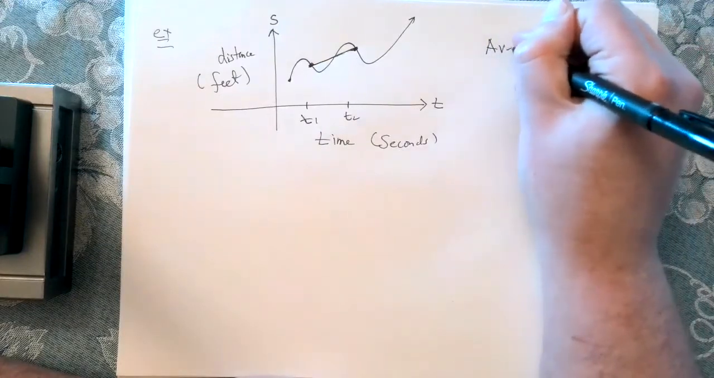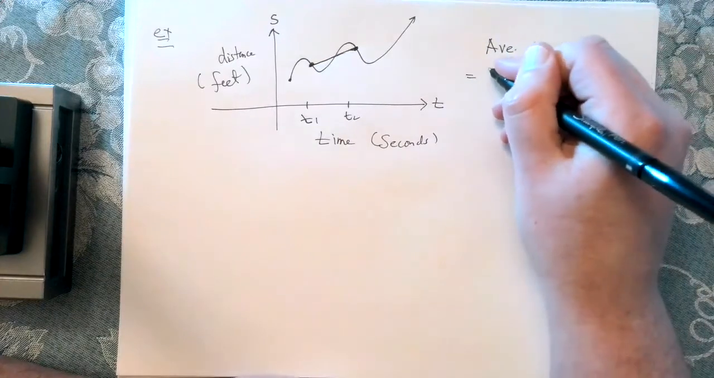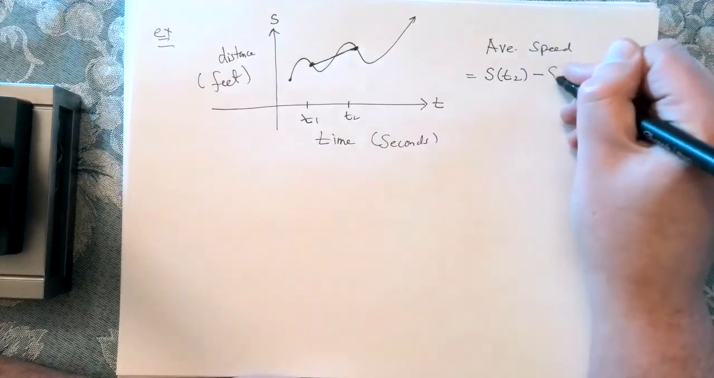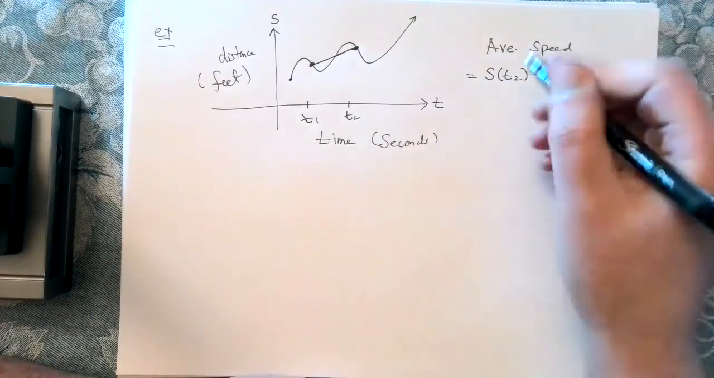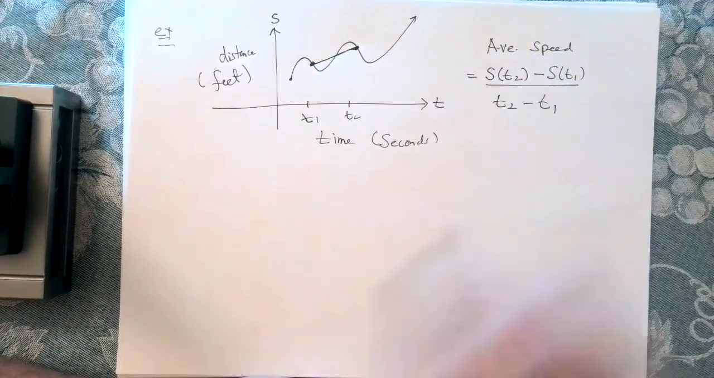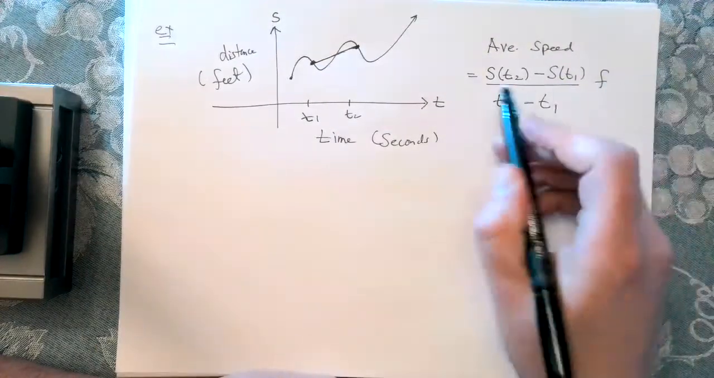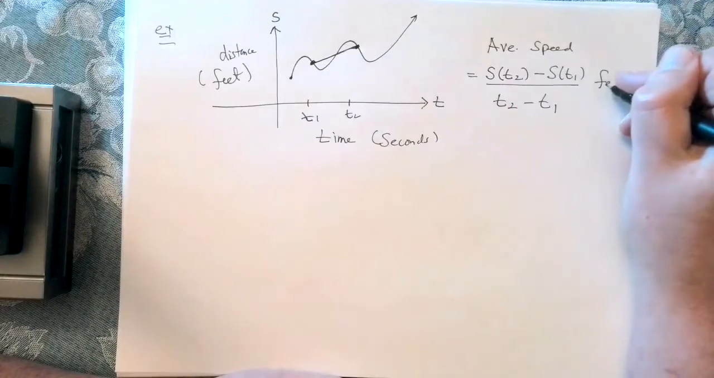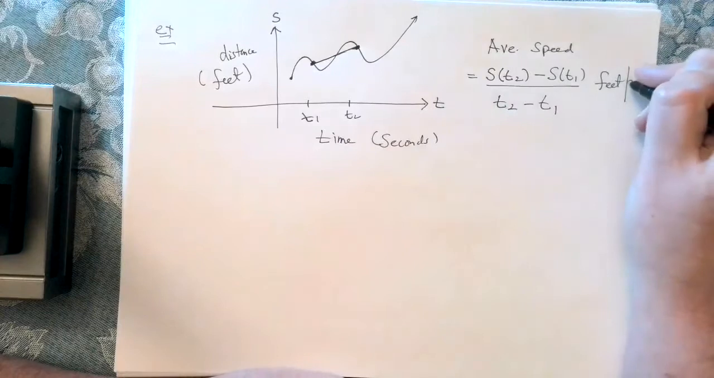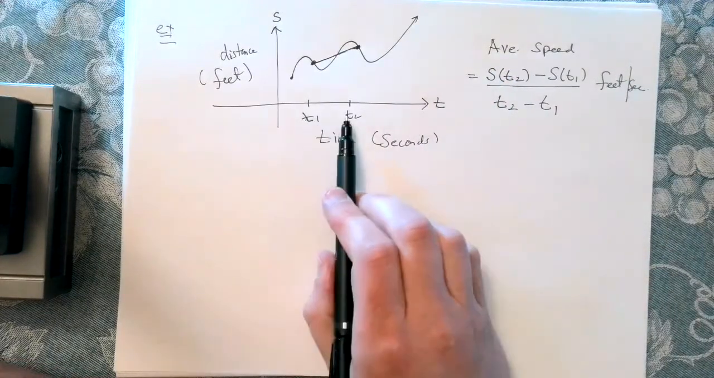So just as an application, your average speed would be equal to s of t2 minus s of t1 over t2 minus t1. And that, of course, would be feet, because the s's describe feet, per, because out of, divided by, second. So that would be your average speed from this time to this time.